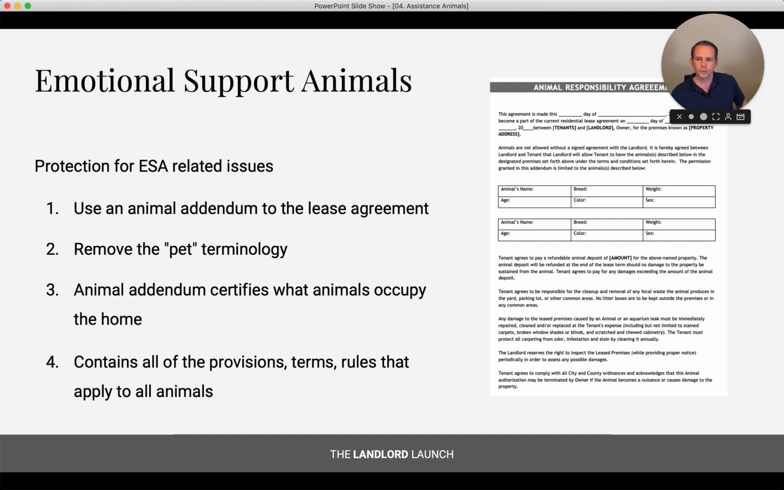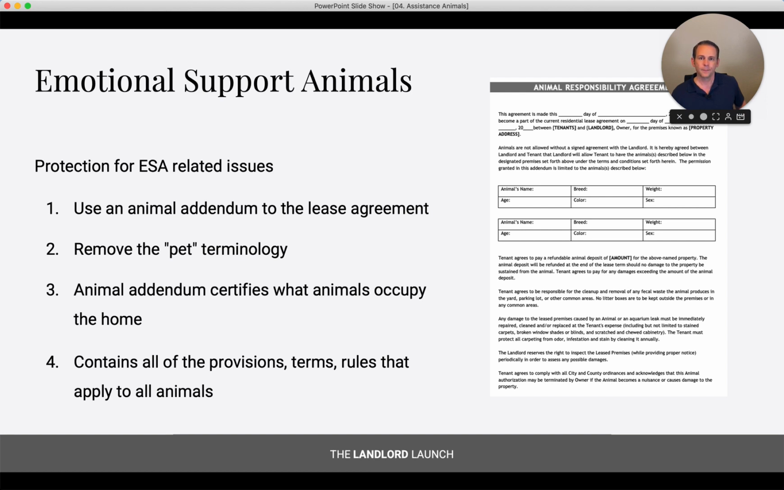Animal responsibility agreement, animal leases, animal addendums. Again, I like to stay away from the pet stuff. If that is approved, then use an animal responsibility agreement form. Again, I like to remove the term pet altogether, because I use this agreement for both assistance animals and animals that are just allowed at the property that are not assistance animals. What this does is it certifies what animals are allowed to occupy the home, and the terms and conditions and rules that apply to all the animals. It doesn't matter if they are a pet or an assistance animal.